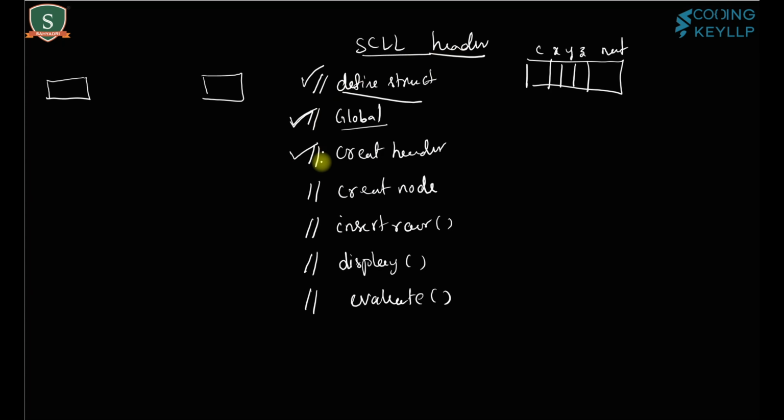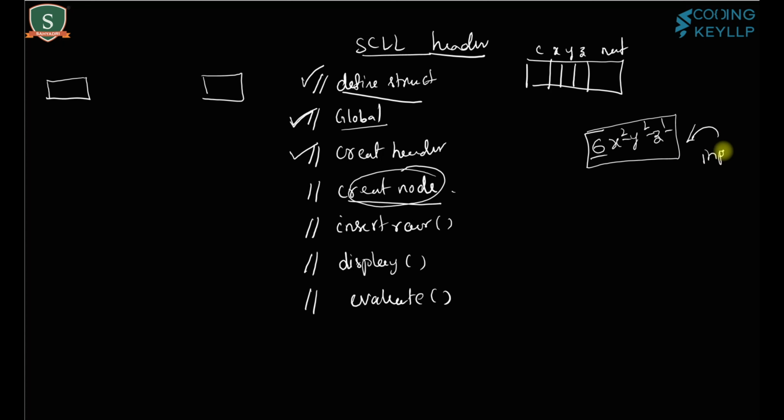So creating a header node is also done, then creating a node. Creating a node and creating a header node, there is no big difference, but creating a node does have the information. For example, if you have a term like 6x square y square z power 1, this information needs to be stored with the node that we are creating here. Let us see what we can do with create node, and who will give this information. This information will be given as input to the program by the user.